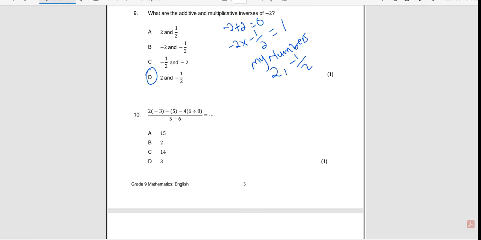For number 10, you can simply use a calculator, guys, to avoid wasting more time in your examination. So let's work it out. Let me write it straight, this 2.